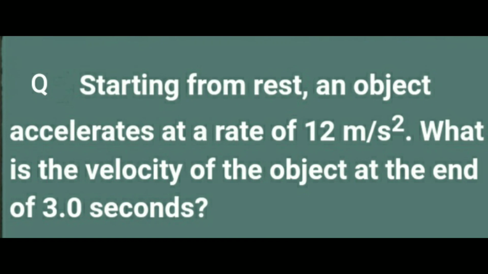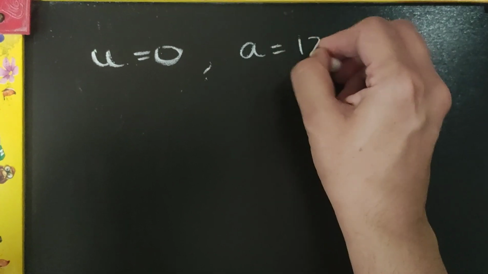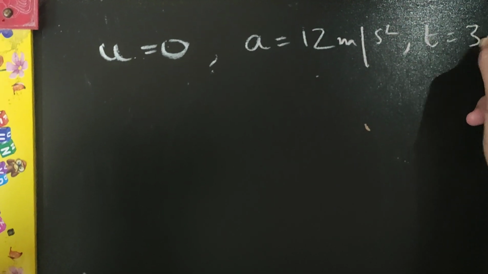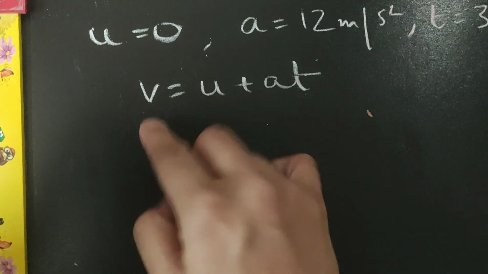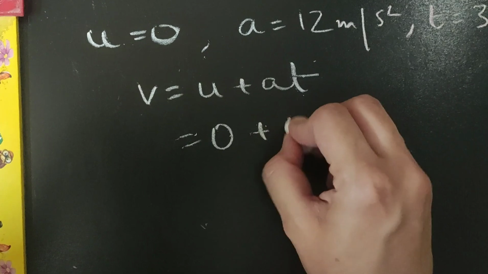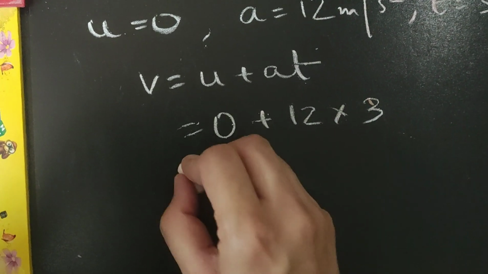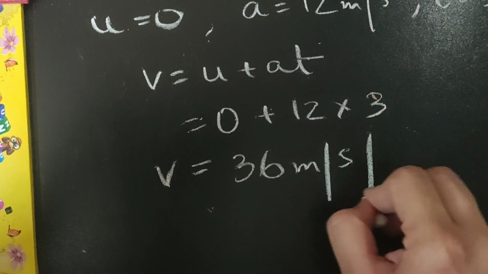So u is given, a is given, t is given. To find v, we use the first equation. So the object starting from rest, u is 0. A was given as 12 meter per second square and t is 3 seconds. So using the equation v is u plus at, we have to find v. u is 0, a is 12 and t is 3. So 12 into 3, we straight away get v as 36 meter per second.